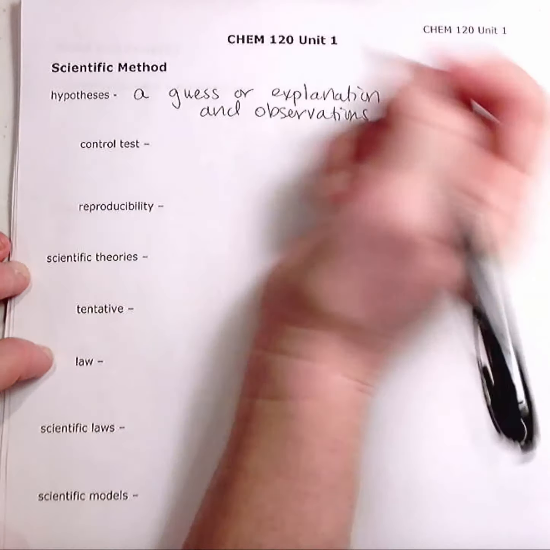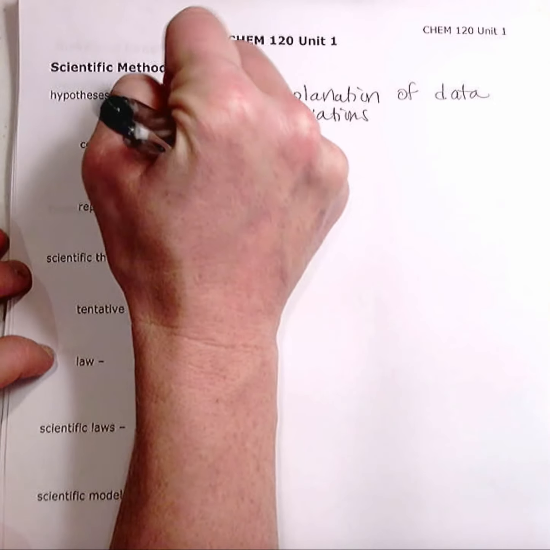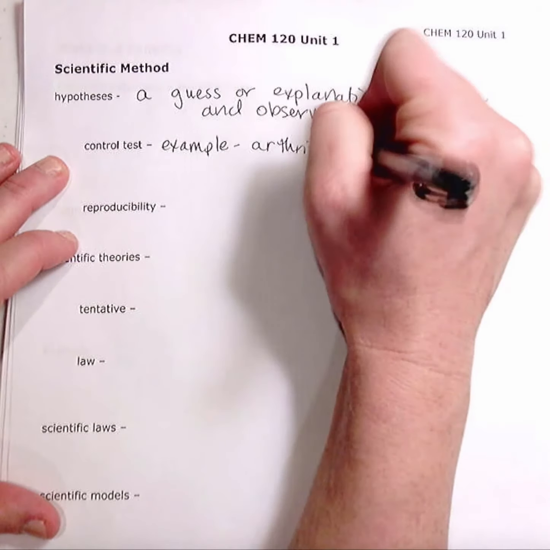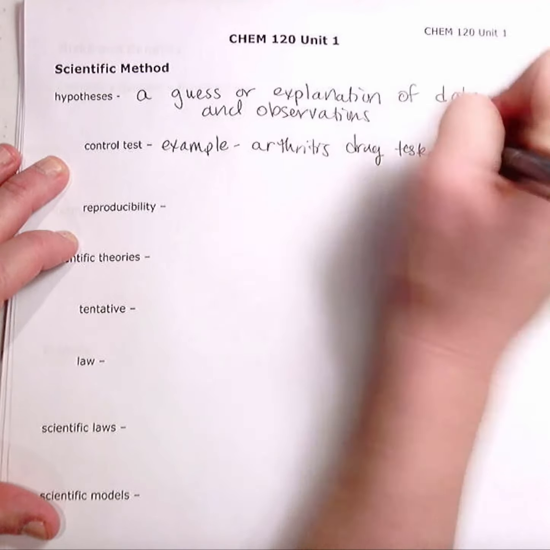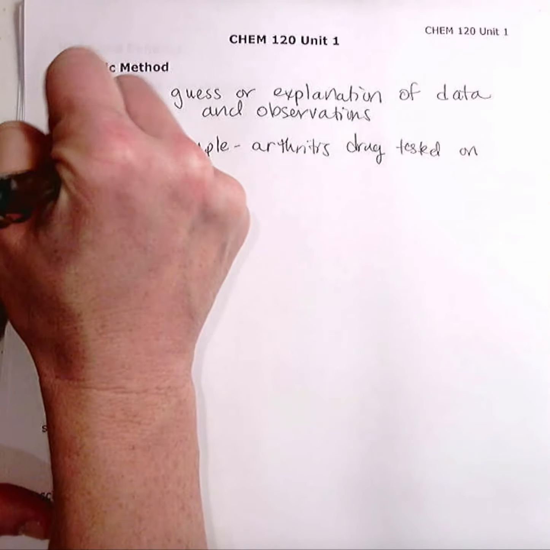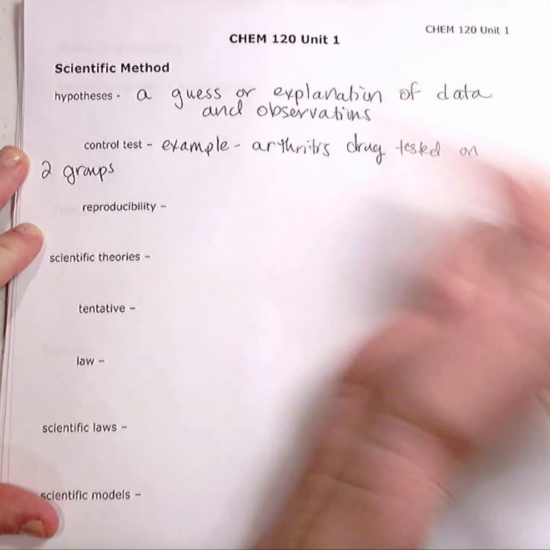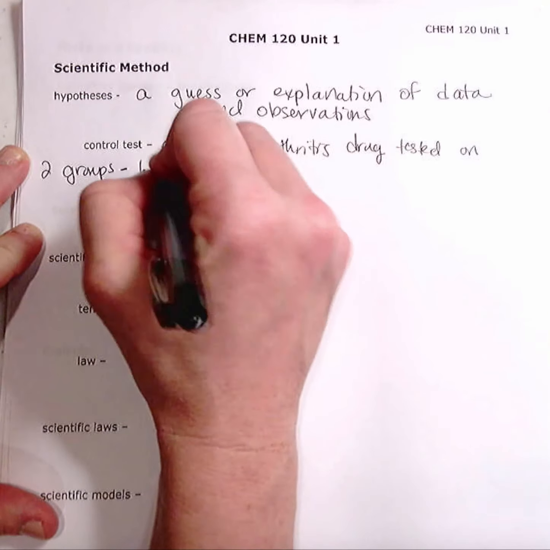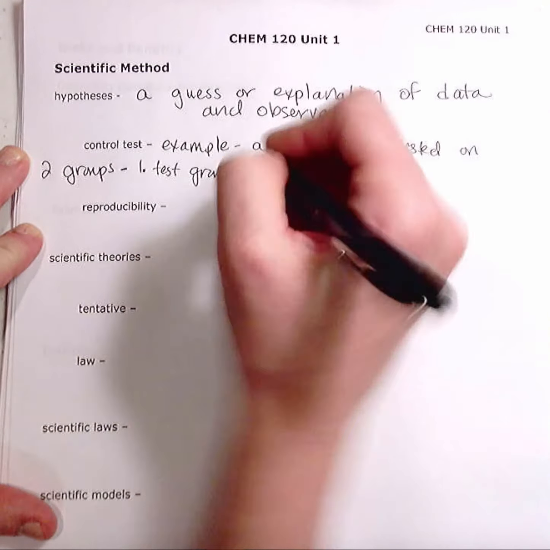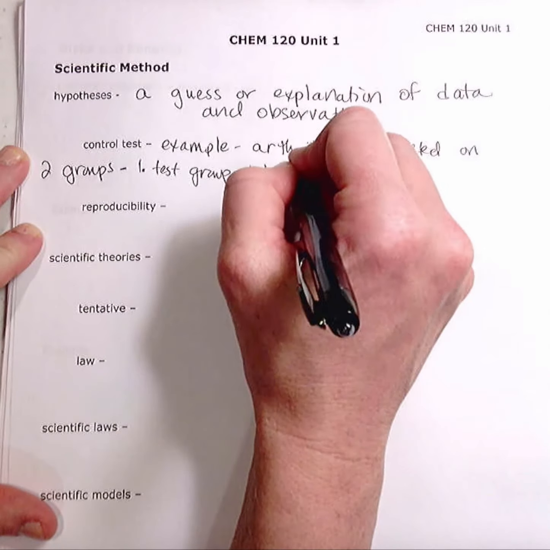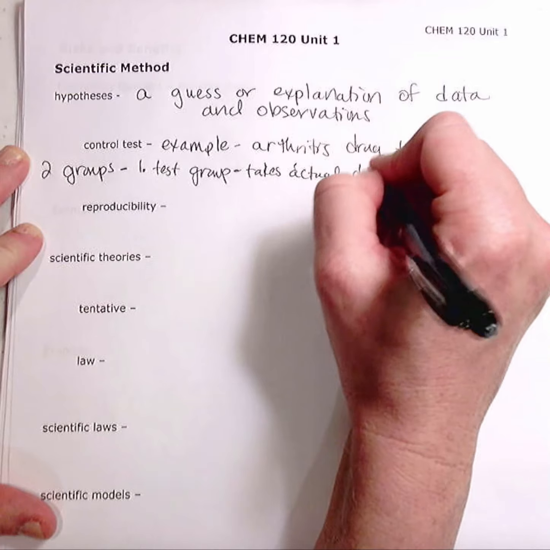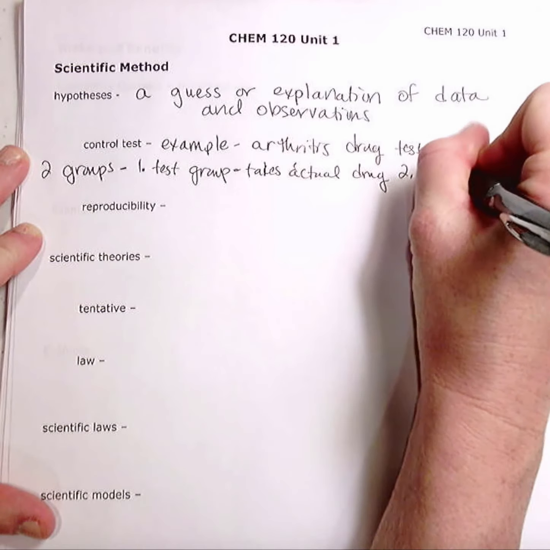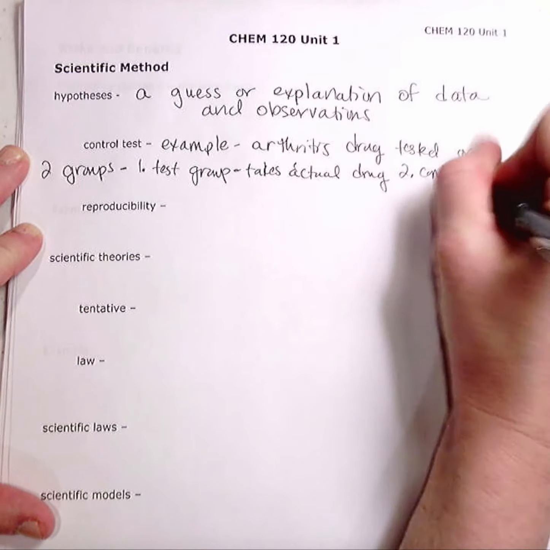I'll just give this example for our definition of a control test. So example, arthritis drug tested on two groups. One is a test group, takes actual drug. Two is the control group, takes placebo.